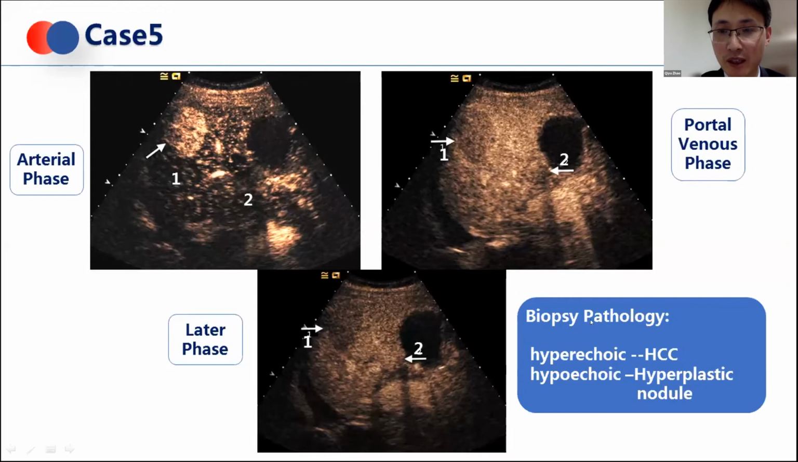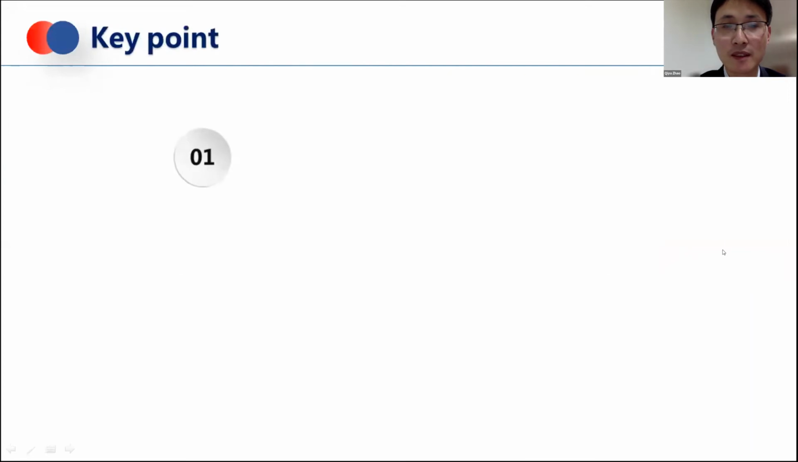We did the biopsy, and the pathology results indicate the first one, the hyperechoic nodule, is HCC, and the second, the smaller hypoechoic nodule, is a hyperplastic nodule. So we can see that without washout, this nodule is benign, and with wash-in and washout, the big one is malignant HCC.